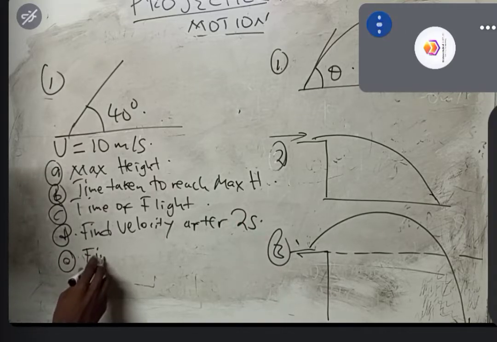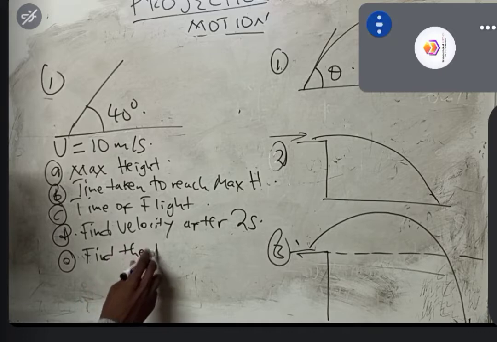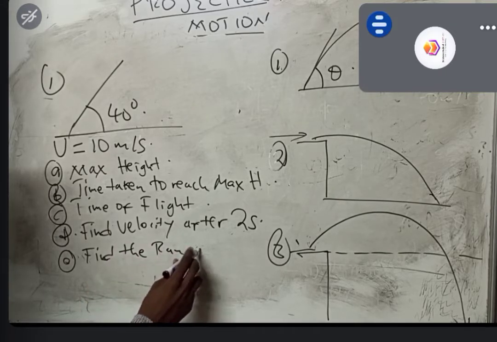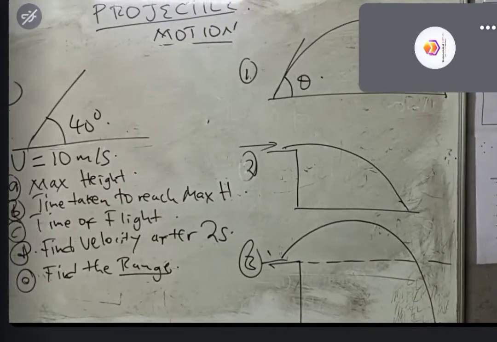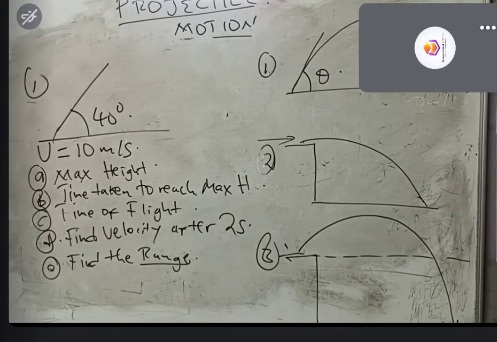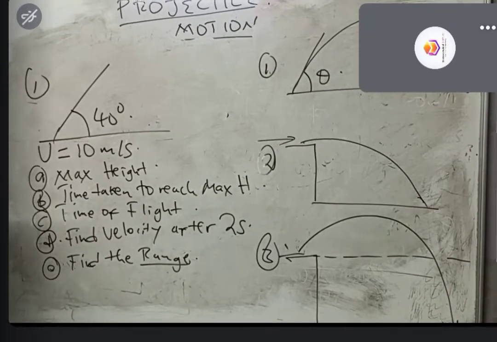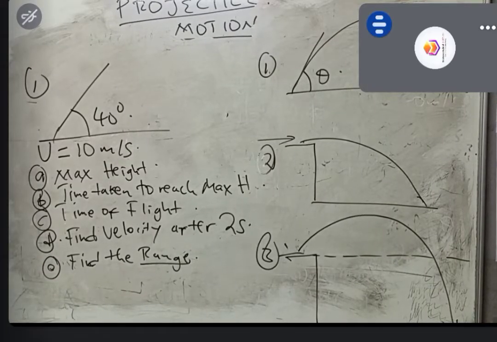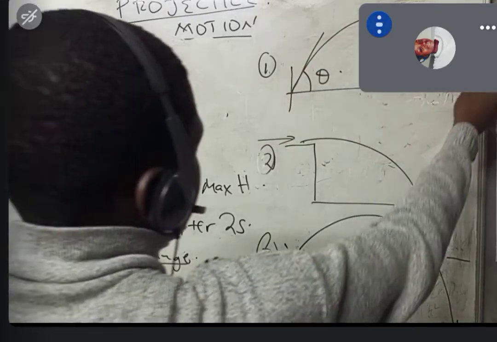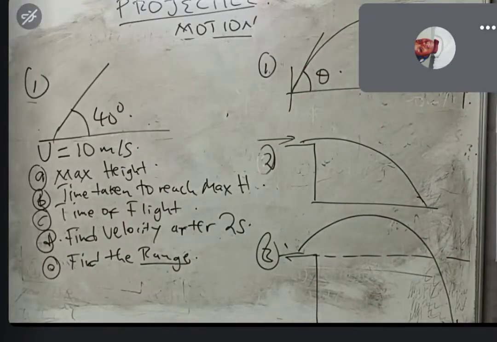Find the range. What is the range? How can you explain the range? It's the horizontal what? What's the range? So it is the distance in the x direction, the horizontal distance.